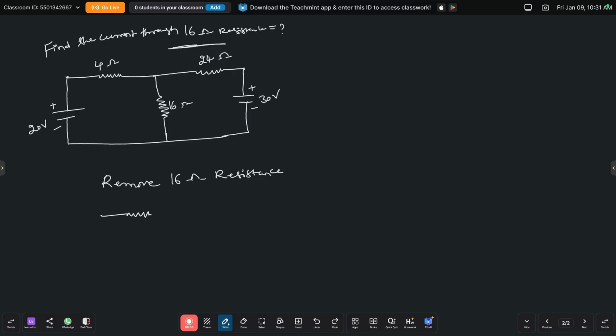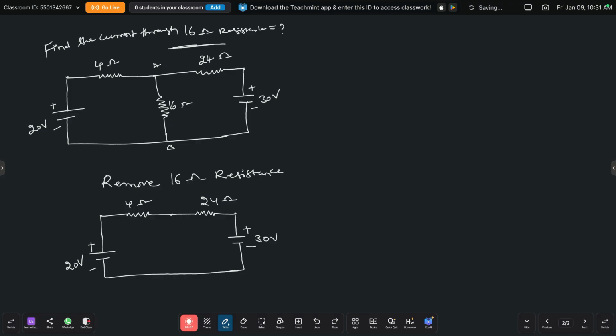That is, this is the 4 ohm resistance, and this is the 24 ohm resistance. Here this is voltage source 1, and this is voltage source 2. So just redraw the values also. Voltage source 1 is 20 volts, and here this is the 4 ohm resistance, 24 ohm resistance, and the second source value is 30 volts. Suppose we are taking some points here, AB. We need to find the current through branch AB, that is the 16 ohm resistance. So this is point A, and this is point B.